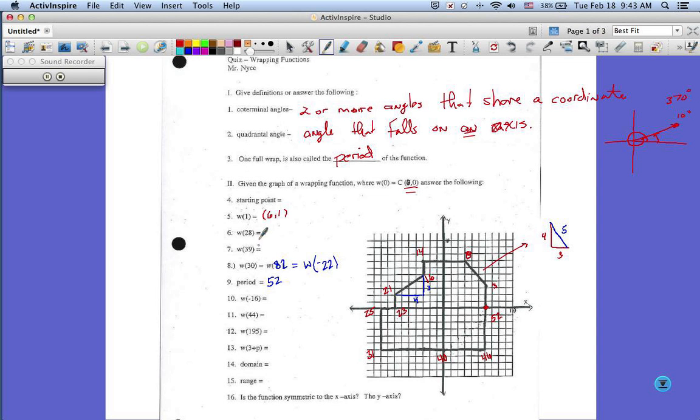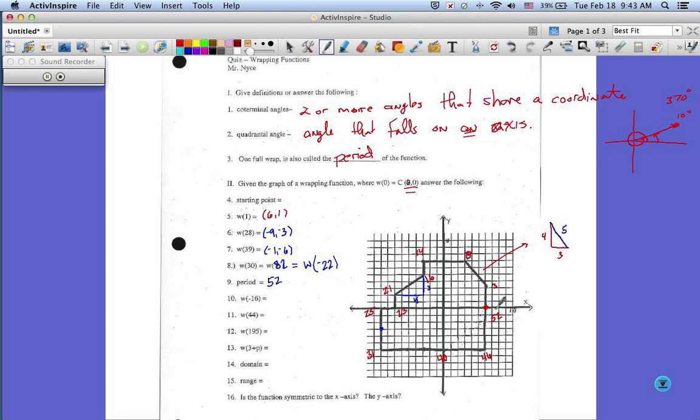Let's see where a wrap of 28 takes us. Here's 25, 26, 27, 28 is right there. So that's 1, 2, 3, 4, 5, 6, 7, 8, 9. Negative 9, negative 3. A wrap of 39 is right here, so that's negative 1, comma, 1, 2, 3, 4, 5, 6, negative 1, negative 6.